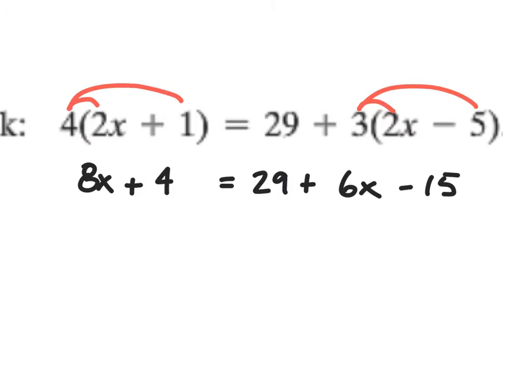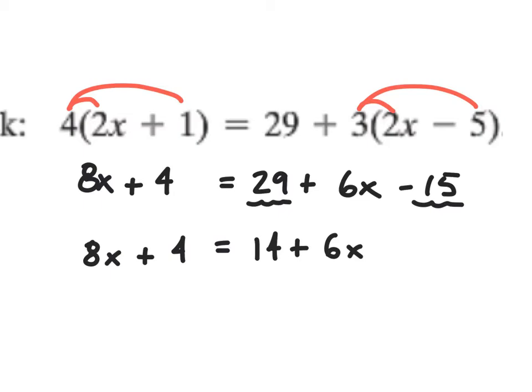Now, what I want to do is look at each side of my equal sign. I have my left side, I have my right side. I want to see if I can combine any like terms. The like terms I can combine over here are the 29 and the negative 15. So 29 minus 15 is going to give me 14. So I have 14 plus 6x, and I have 8x plus 4.